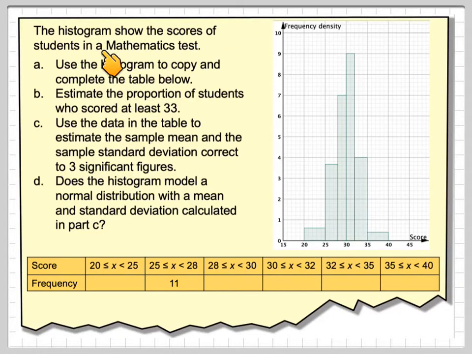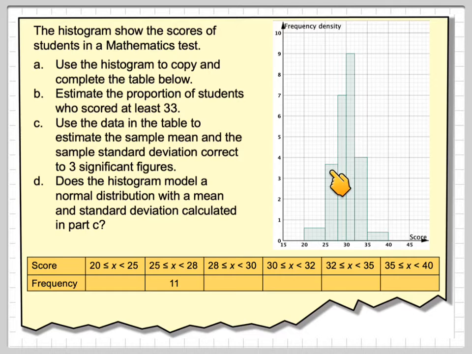The histogram shows the scores of students in a mathematics test. Use a histogram to copy and complete the table below. Estimate the proportion of students who scored at least 33. Use the data in the table to estimate the sample mean and the sample standard deviation correct to four significant figures. Does the histogram model a normal distribution with a mean and standard deviation calculated in part C?